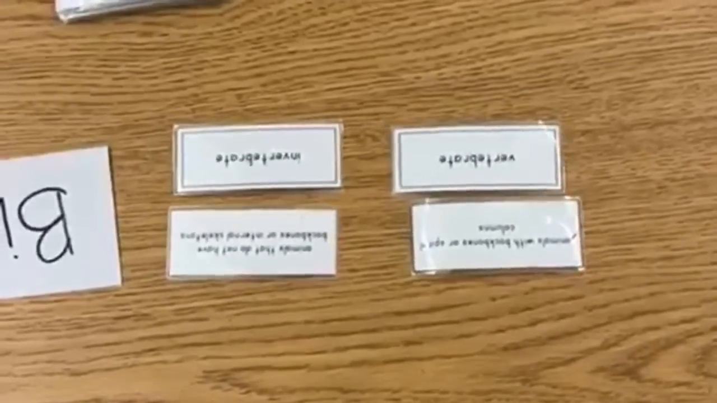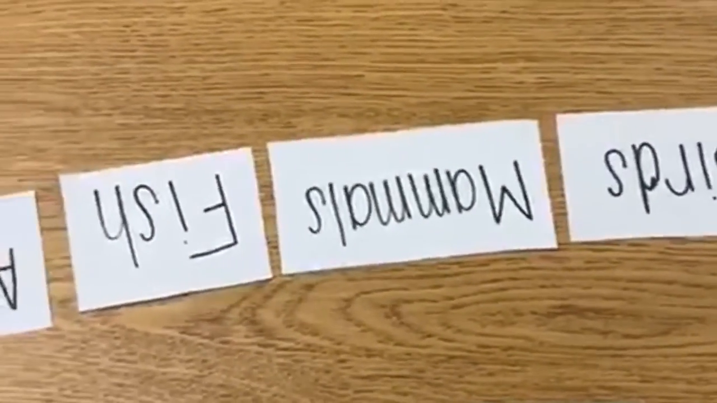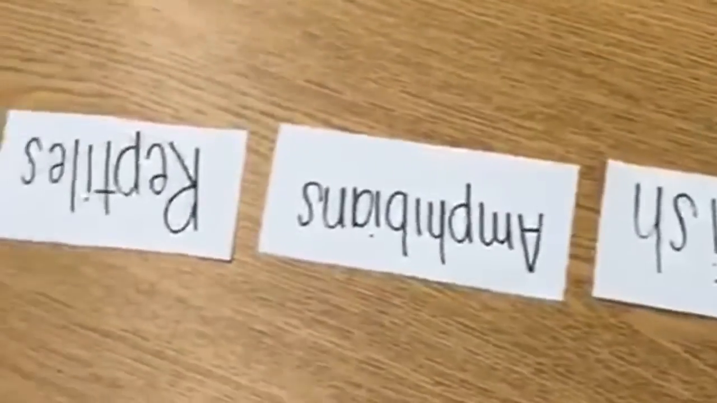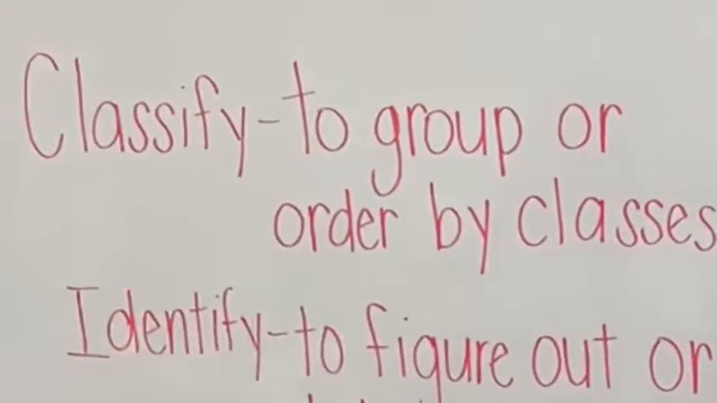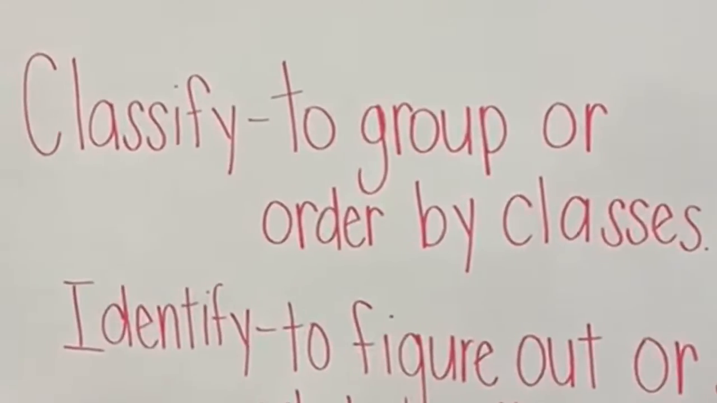Okay, everybody, so as you see, we have 2 different columns, vertebrates and invertebrates. We also have our animal classification groups, okay? And then we also have the words written on the board, just in case you guys had a few questions about what it means to classify and identify these groups of animals.